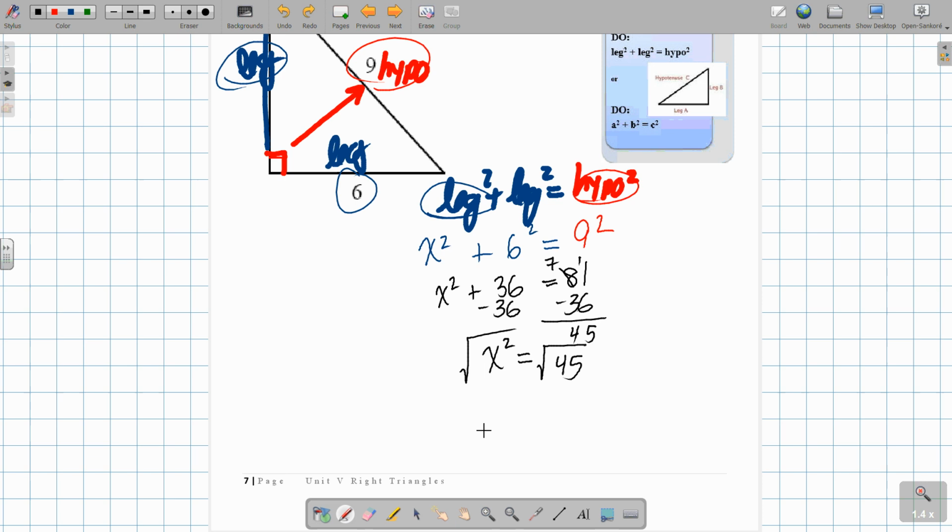X squared equals 45, square root of 45. 5 times 9, 3 and 3. The 3 comes out. The 5 stays under the radical. So our final answer here for this missing leg is going to be 3 root 5. Have two sides, need third side, Pythag.